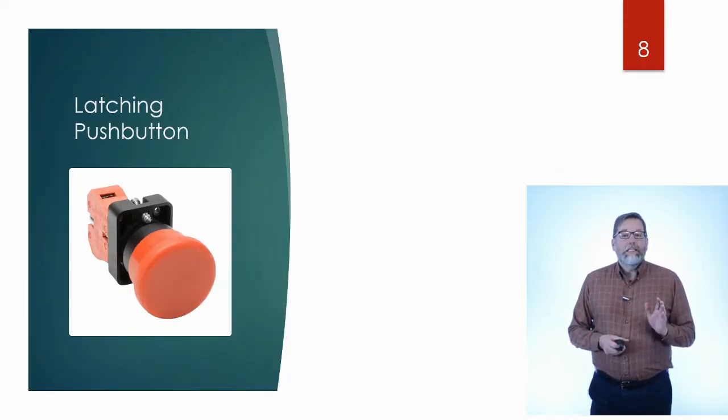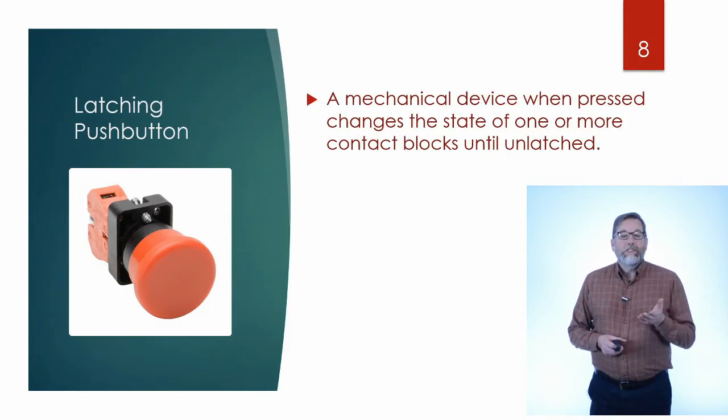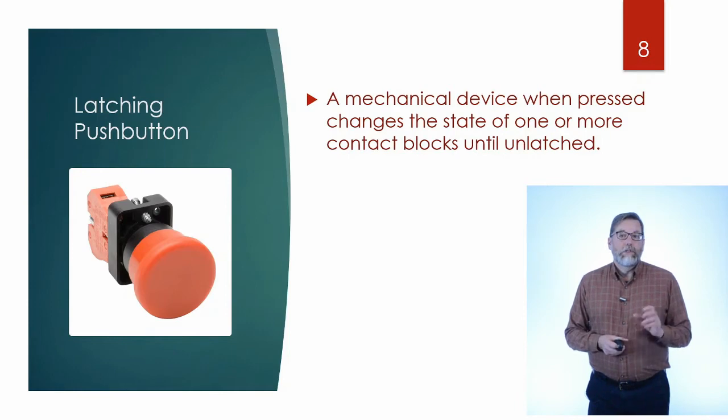The other type of push button that we have is a latching push button. This one, when pressed, will change the state of one or more contact blocks, and they will stay in that changed state until it is unlatched. So in this particular button, if I press on it and I remove my hand, it's going to stay latched, and it will continue to hold those contact blocks in their non-shelf state or their active state until I unlatch that push button. And there's a couple different methods that we can employ to actually release that latch on that push button. We're going to look at that next.